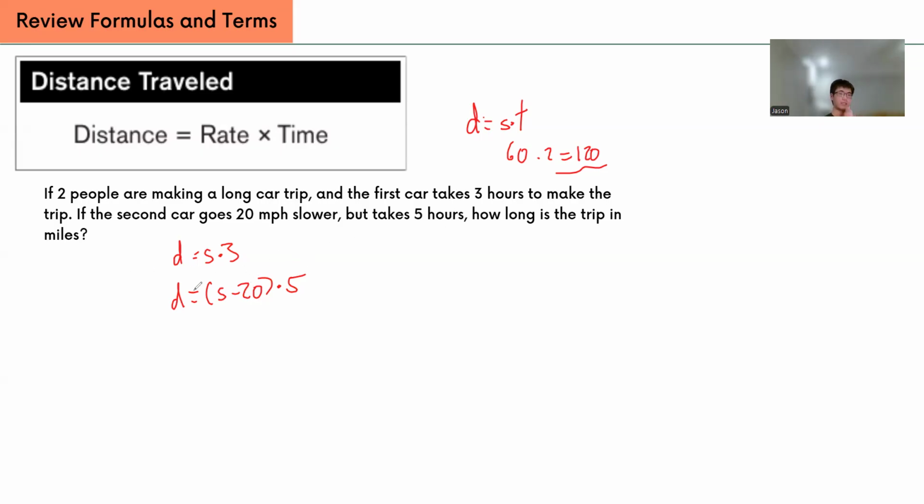So we can set these equal to each other because both cars travel the same distance. So 3s equals 5s minus 100. So s equals 50. And then since d equals s times 3, we have 150 equals d. So 150 miles for this question. So that one wasn't too bad, hopefully.